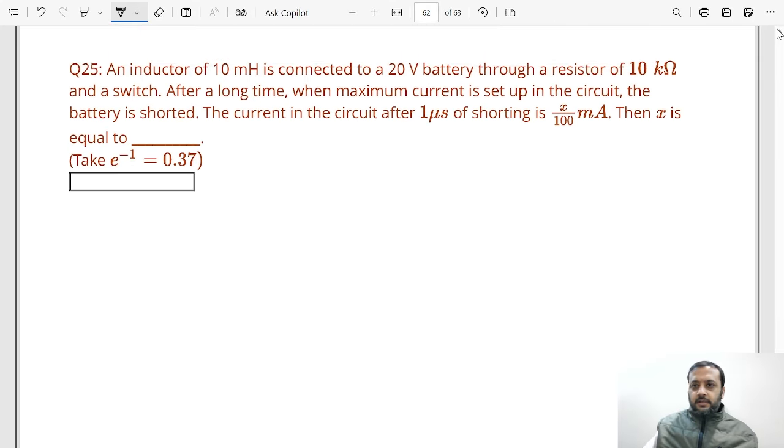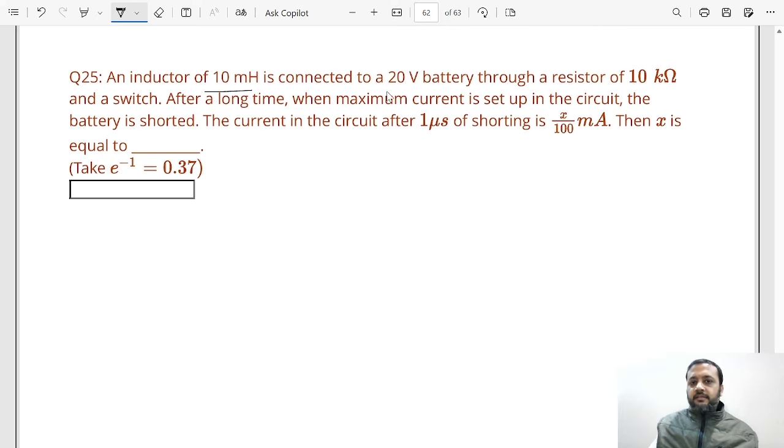Then let us see this question here. There's an inductor of 10 millihenry. It is connected to a 20-volt battery through a resistor of 10 kilo ohm and a switch. After a long time, when the maximum current is set up in the circuit, the battery is shorted. The current in the circuit after 1 microsecond of shorting is x milliampere. We have to find the value of x.